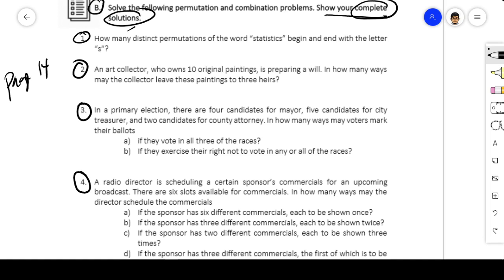Okay, so let's begin with number 1. How many distinct permutations of the word statistics begin and end with the letter S? So we have here distinct permutations. In our previous lesson, this is also called distinguishable permutations.